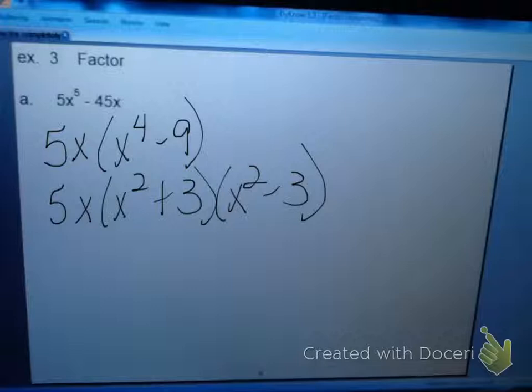Look at the second binomial. Is that a difference of two perfect squares? Well, x squared is, it's a minus sign, but 3 is not a perfect square. So you cannot do anything else. You are done.